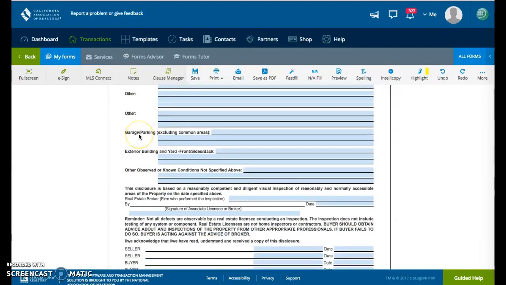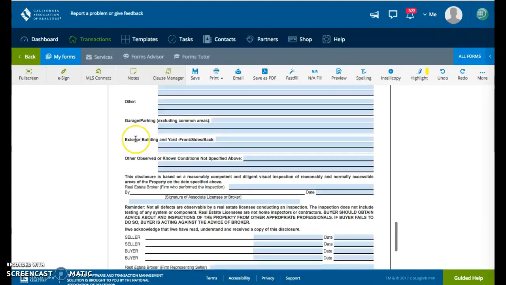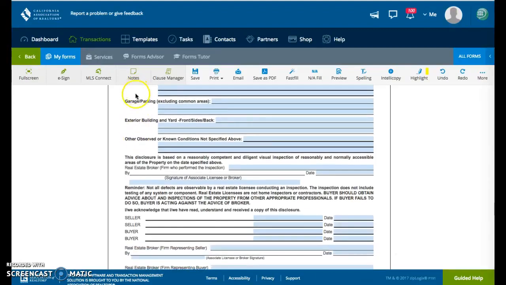Interior as well as exterior is covered, even garage and parking, and even in the case of condominiums, you still have to note what you see in terms of any damage or deficiencies, even in common exterior areas. But generally, it's in the immediate area. Things are very specific to the condominium. You're not going to cite every little thing that the HOA has neglected throughout the whole complex.